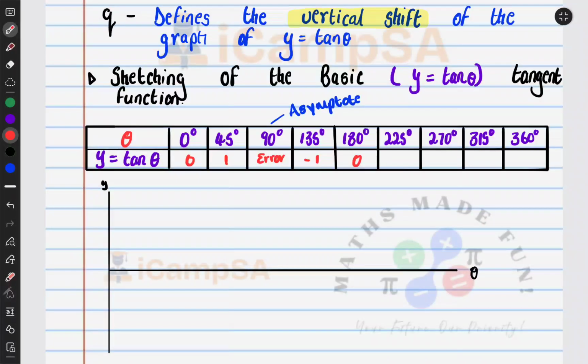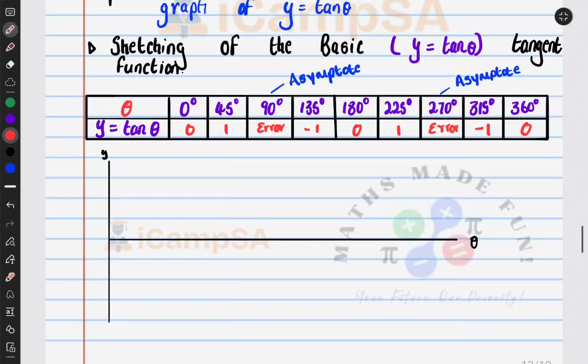Then let's go to tan 180. Tan 180 we have 0, and tan 225 we have 1. Tan 270, once again we get an error. That means that is our second asymptote. It's another value that the tangent function will approach but never touches. Then let's do tan 315 degrees. We get -1, and tan 360 degrees we get 0.